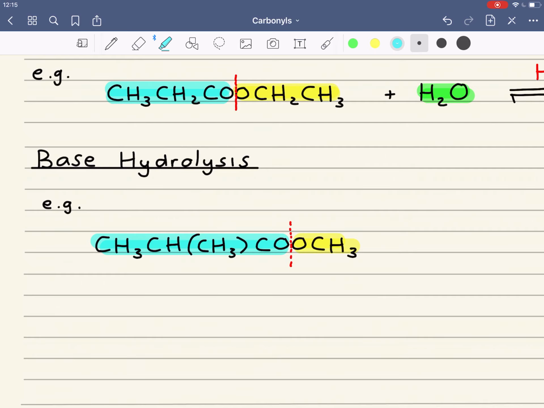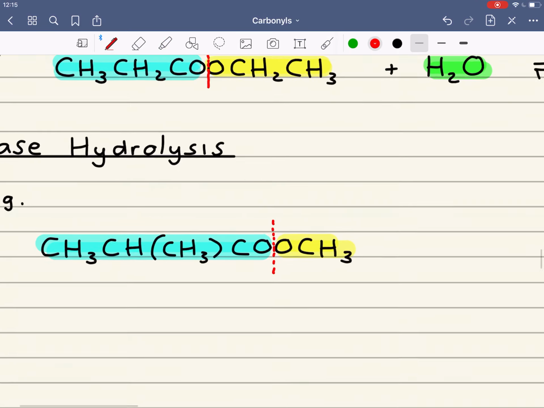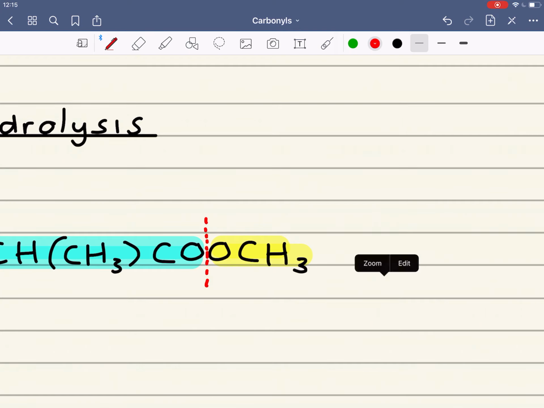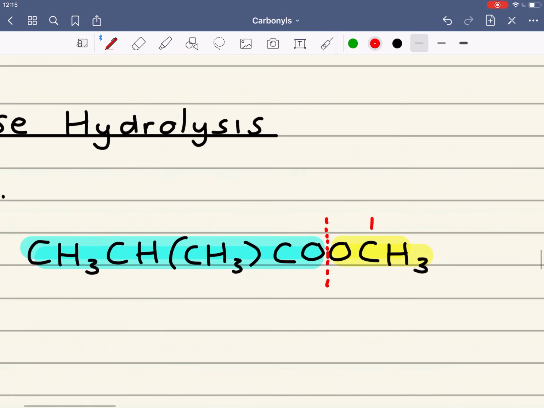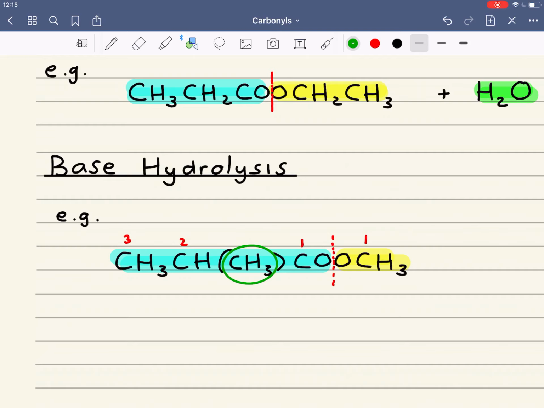Can we name this ester? Well, again, we can see that the first part of the ester name is derived from the alcohol, which is 1 carbon, so it's methyl. And then I've got 1, 2, 3, my longest carbon chain, but I've got this methyl group attached. So this would be methyl propanoate. Methyl propanoate.